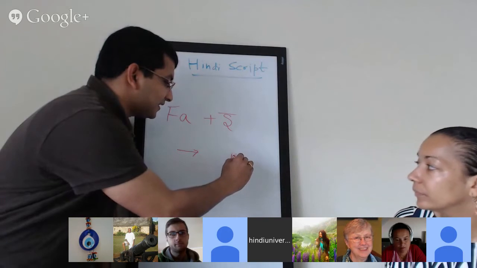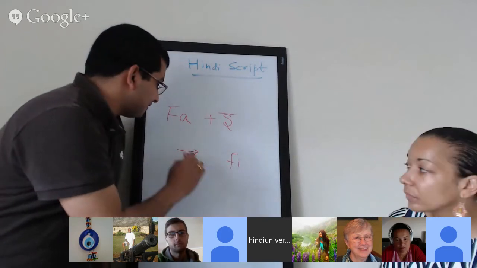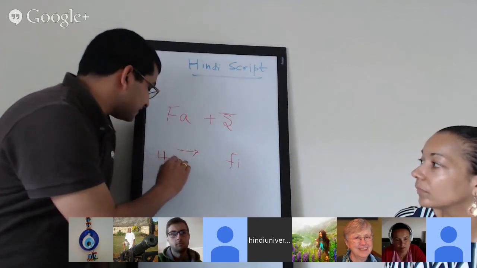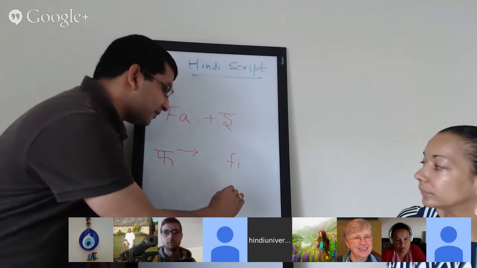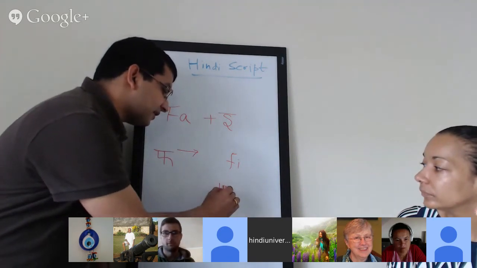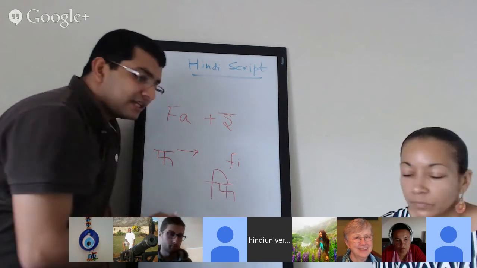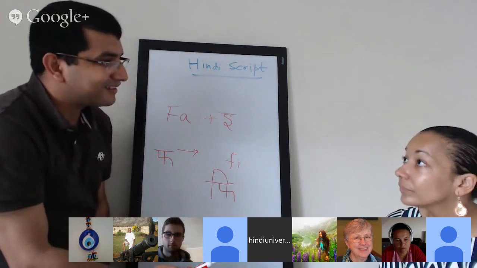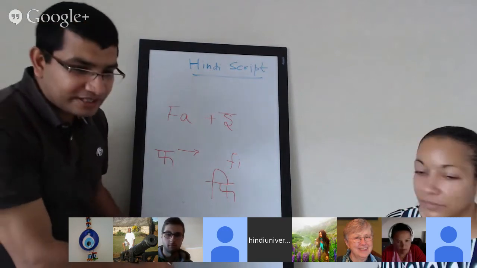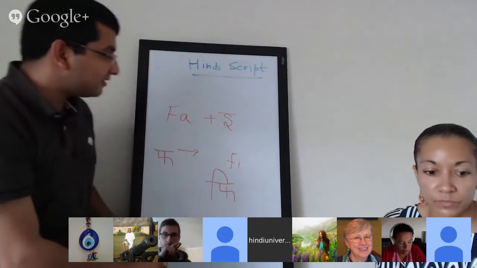Great. Fee. And if I write F like this, the target will be Fee, and there is a matra coming on the left hand side. Fee. Fiction. Good, right? So I hope it is getting clearer.